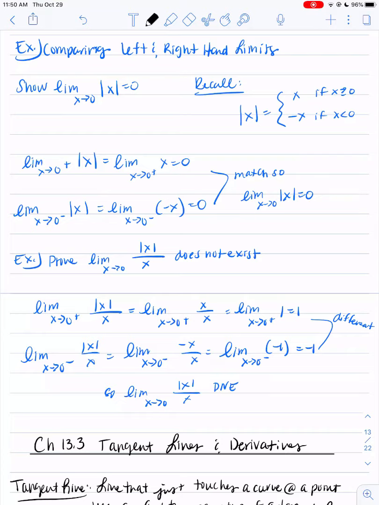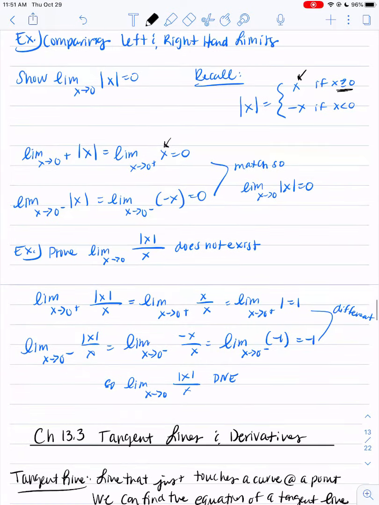So I'm going to do the limit as x approaches 0 from the right-hand side, and then the limit as x approaches 0 from the left-hand side of the absolute value of x. For the limit as x approaches 0 from the positive side, my x values are greater than or equal to 0, so I can just plug in x for my f of x. The limit as x approaches 0 from the right of x, I just plug in 0 and I get 0.